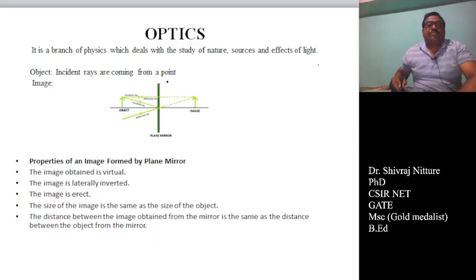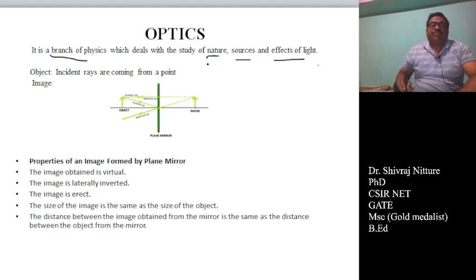As all of you know, optics is a branch of physics which deals with the study of nature, sources, and effects of light. In optics, we may get so many important questions. For NEET, students feel it is tough to solve questions on optics, but usually it is very easy if we know the concepts, ray diagrams, a few methods and a few sign conventions. Let us take the first part of it.